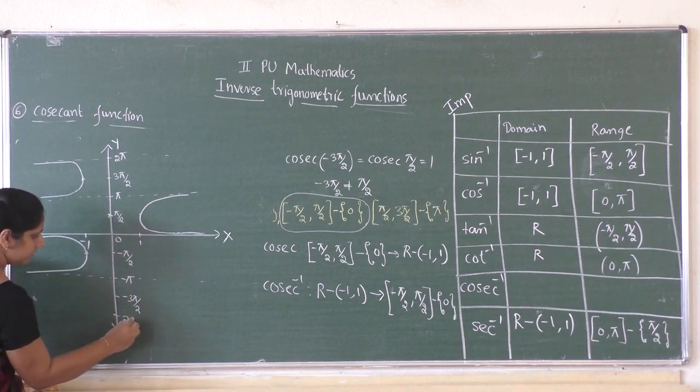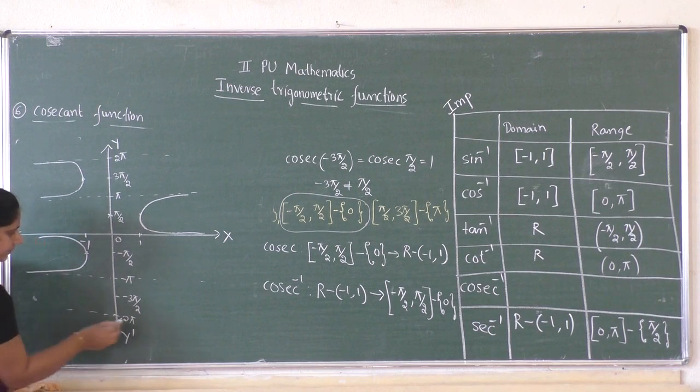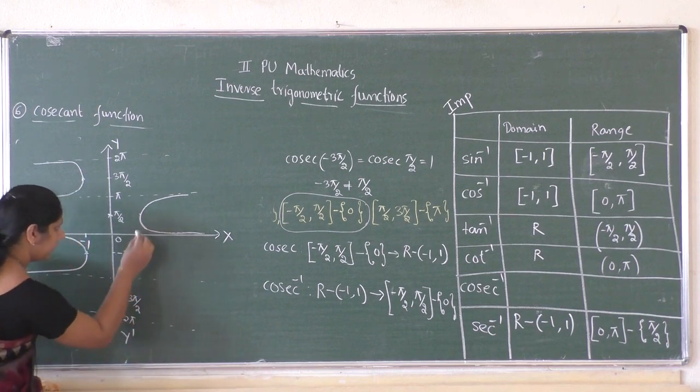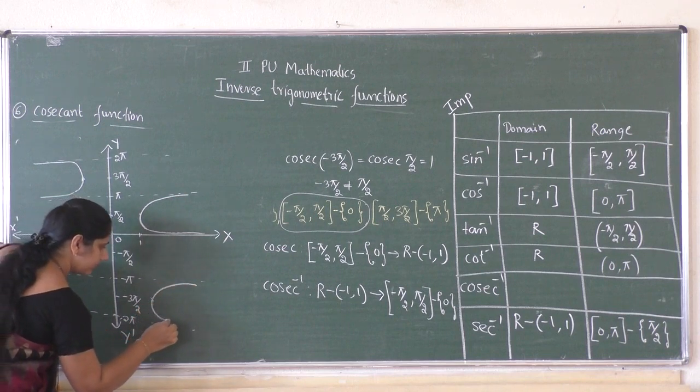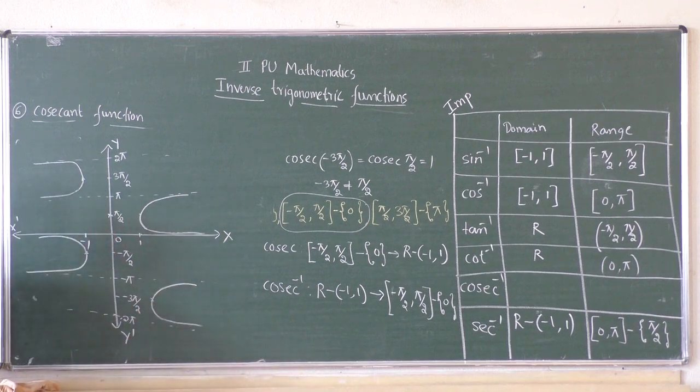And here minus 2 pi. Here the value like this. So this is the graph of cosec inverse function, where its domain is R minus open interval -1 to 1 and range is closed interval minus pi by 2 to pi by 2 minus set containing 0.